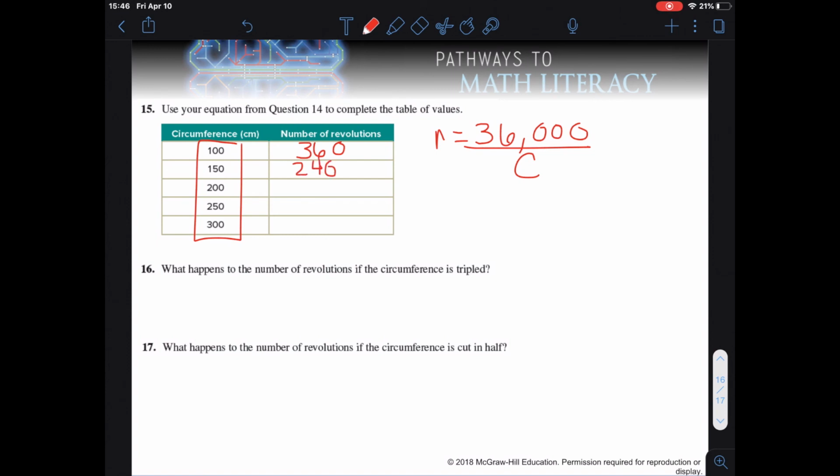For 200, when you take 36,000 and divide it by 200, it will take you 180. For 250, you'll get 144. And then finally, when you have these large wheels that have a 300 centimeter circumference, it'll take you 120 revolutions to go that same distance. So if you notice what happens to the number of revolutions as the circumference triples, it gets divided by 3.